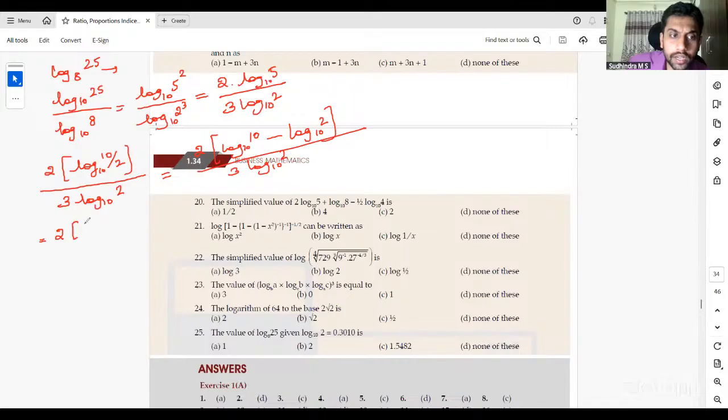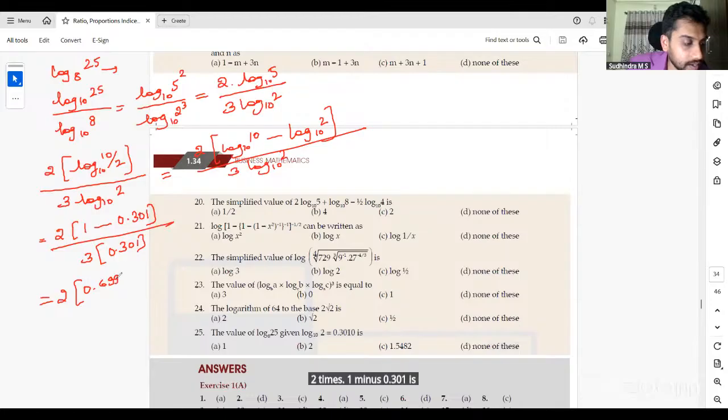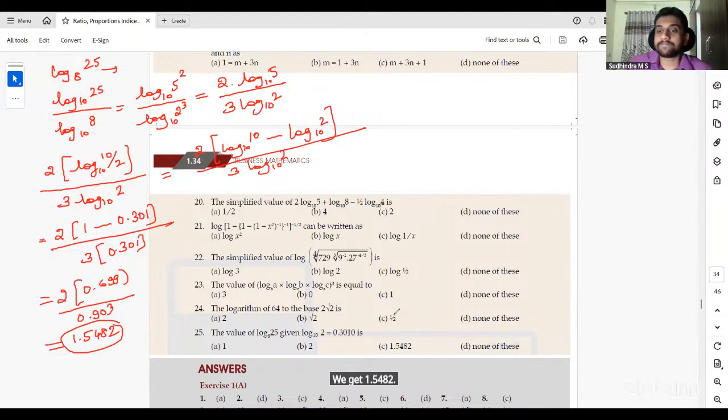2 times log 10 to the base 10 is 1. Log 2 to the base 10, what is the value? 0.301. Divided by 3 times log 2, which is 0.301. 2 times (1 minus 0.301) is 0.699. Divided by 3 into 0.301 is 0.903. So 2 into 0.699 by 0.903, we get 1.5482. Option C.